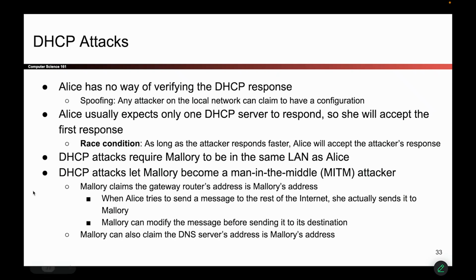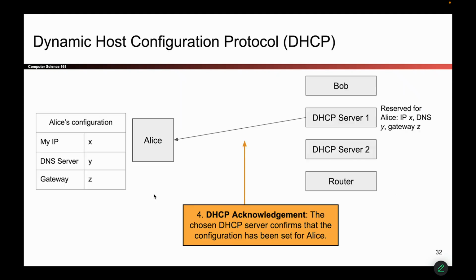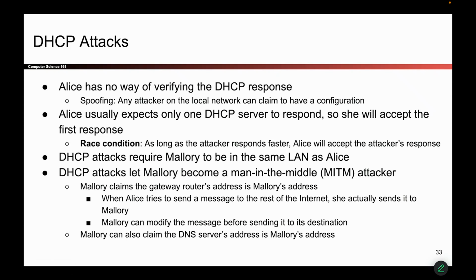And why is that? Because Mallory can, for example, claim that she is the router. So remember that one of the configuration details that's provided is where the router is. So if Mallory replied, she could say, I'm the router, talk to me if you have packets for the outside world. And now, anytime Alice sends an external packet to the rest of the internet, instead of sending it to the actual router, she sends it to Mallory instead, who now has the ability to modify the message before sending it to its destination. This makes Mallory a full man-in-the-middle attacker. So once again, Mallory has given herself the ability to upgrade from on-path to man-in-the-middle.